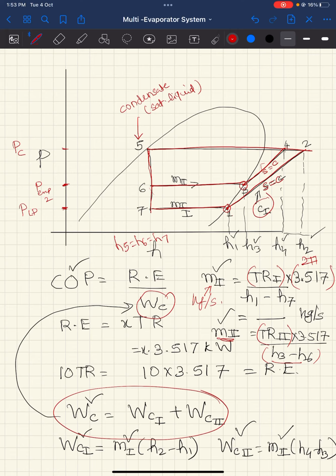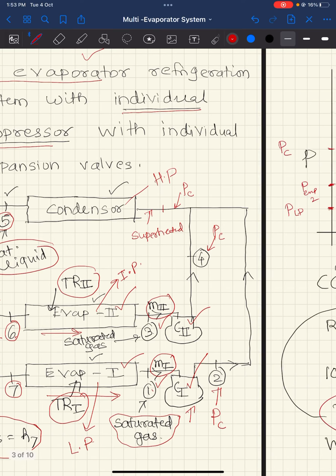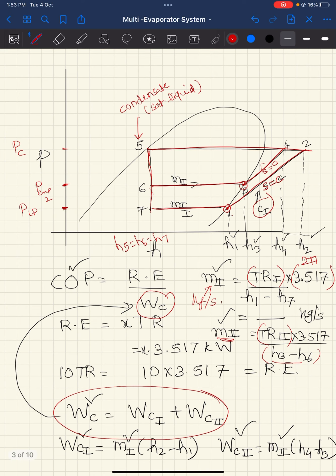So this is how we solve the numericals on a two evaporator system with individual compressor and individual expansion valve. I hope this is very clear to you. The only thing to be understood is that the compressor work is the addition of the two compressor works. If there are 3 compressors, then it is the addition of 3 compressor works. Thank you very much.